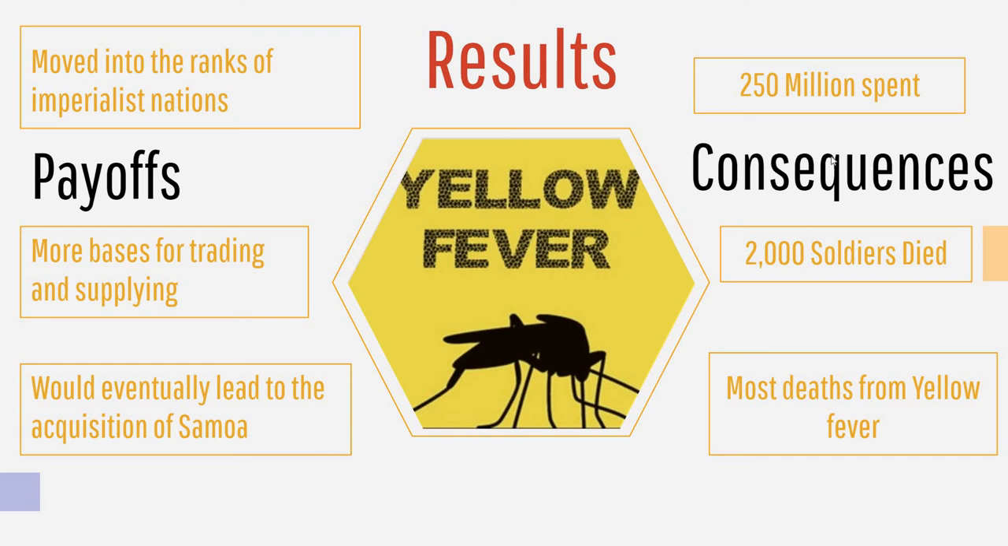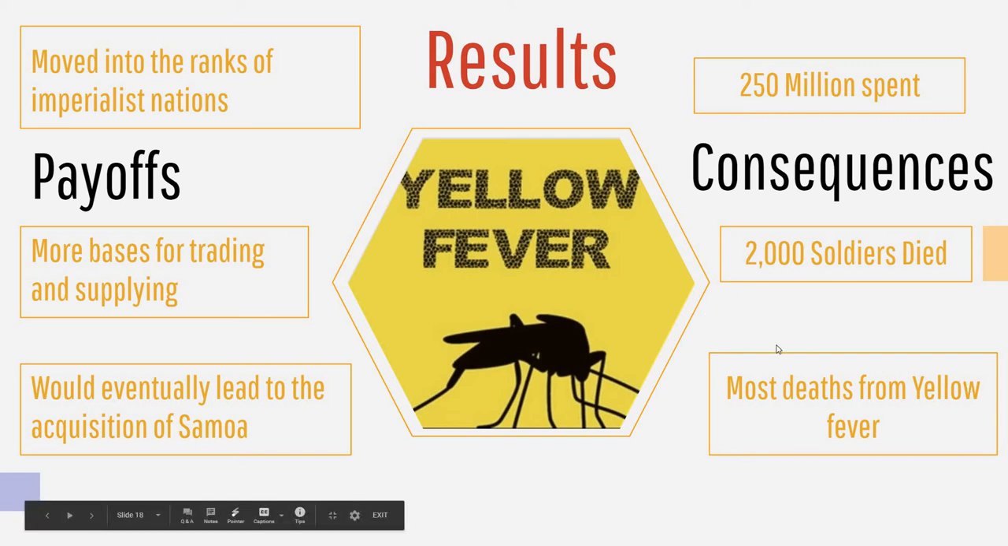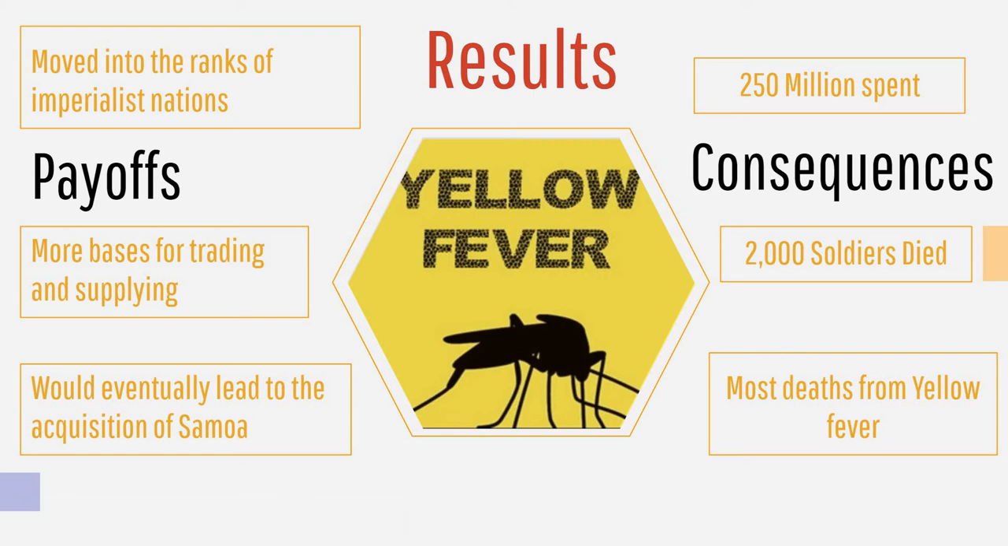The consequences of this: $250 million to spend. And this isn't an insignificant sum, because you have to remember this is 19th century dollars. So it's quite a bit of money. 2,000 soldiers do die. For a 5-month span, for that short of a war, that's actually a pretty violent war, even though it happened pretty quickly. Most of these deaths, though, were from yellow fever, a disease spread by mosquitoes. So most of the fatalities from this war weren't even from the fighting with the Spanish. It was mainly from yellow fever.